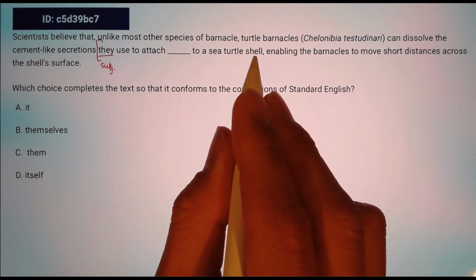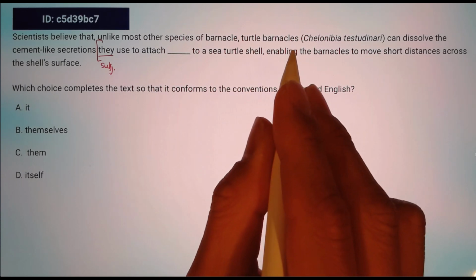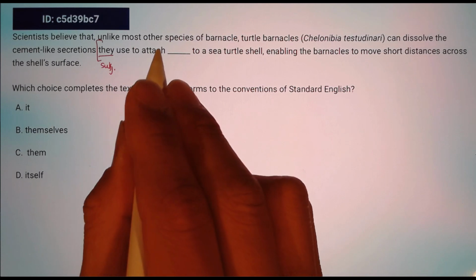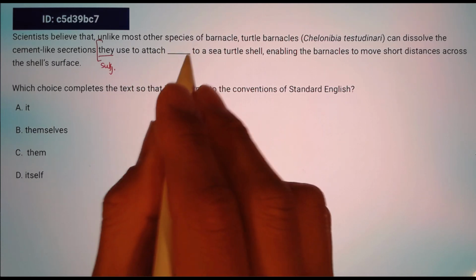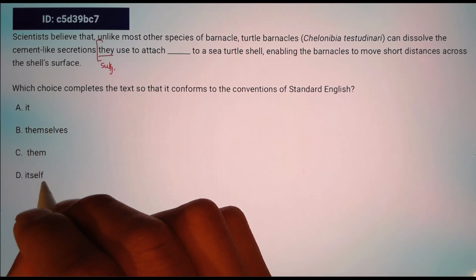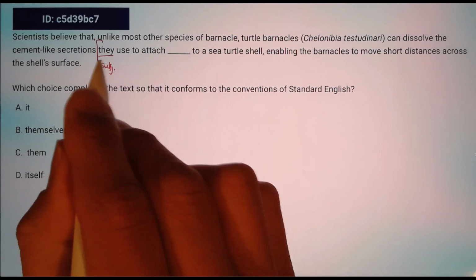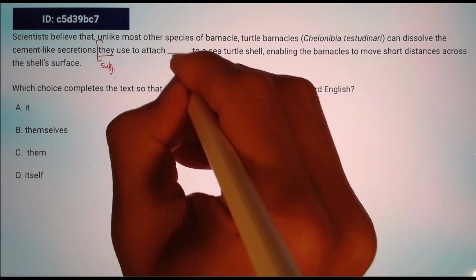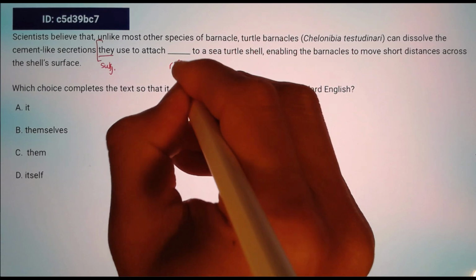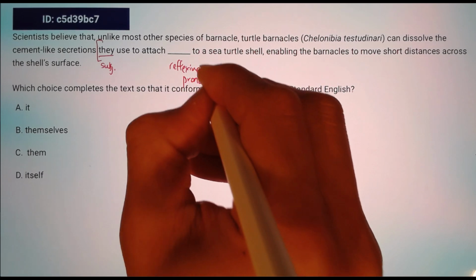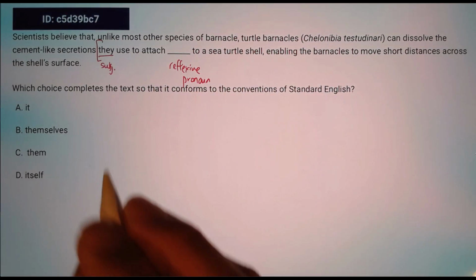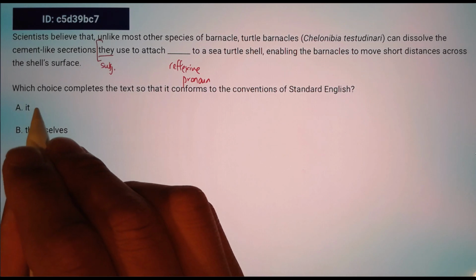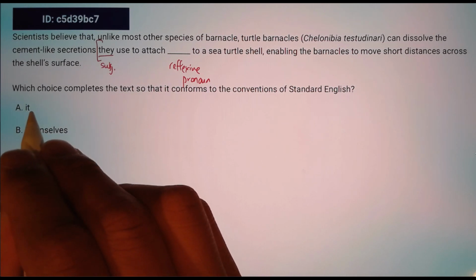Sea turtle shell is not barnacle, but they are attaching. We need a pronoun, but you can see that they are attaching themselves. It's a reflexive pronoun. Because otherwise, you will have an ambiguous pronoun. If you say it, what is it referring to? That's an ambiguous pronoun.